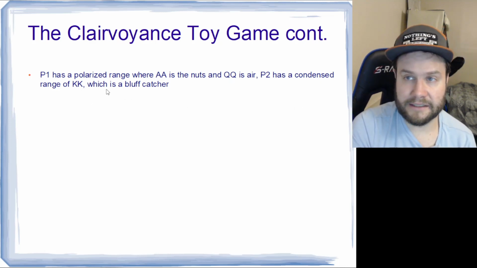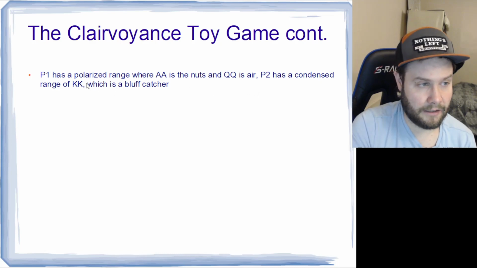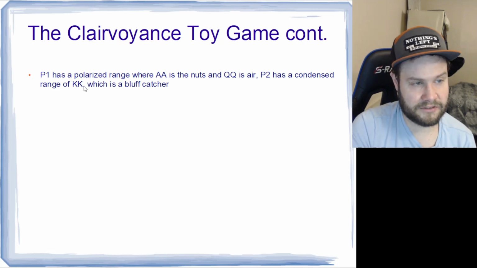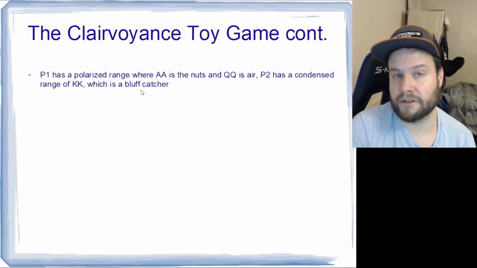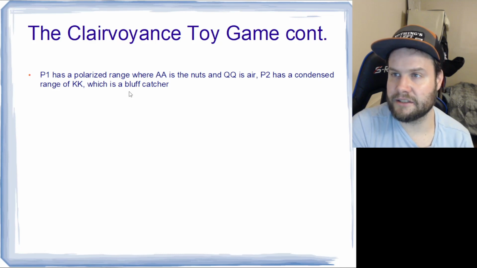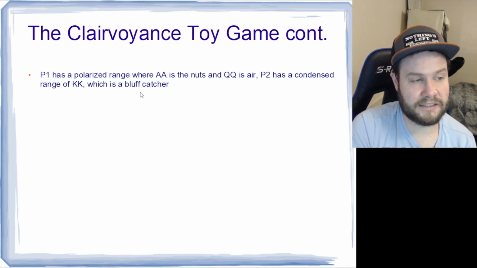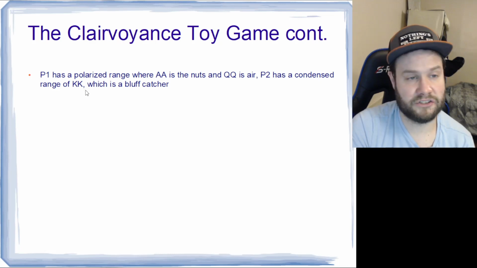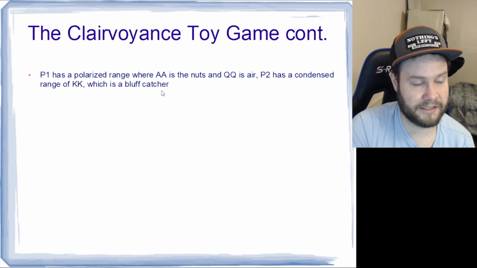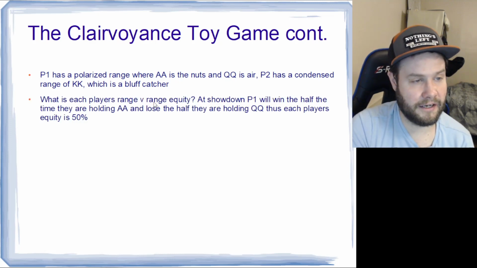And king is a condensed range and a bluff catcher range because he never has the nuts, which is ace, or I guess a 3 in this particular spot. None of those hands are in the range. We'll see exactly why king is a bluff catcher. We'll actually show that mathematically, but it's because it can beat the queens, but not the aces. So this is all we know. Let's apply some game theory principles.